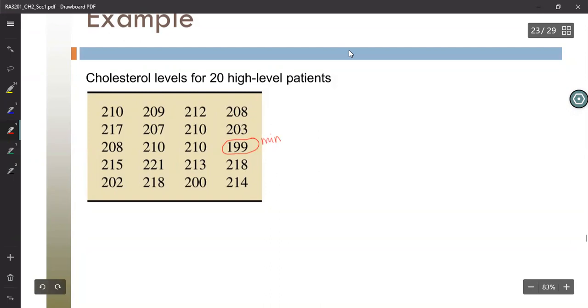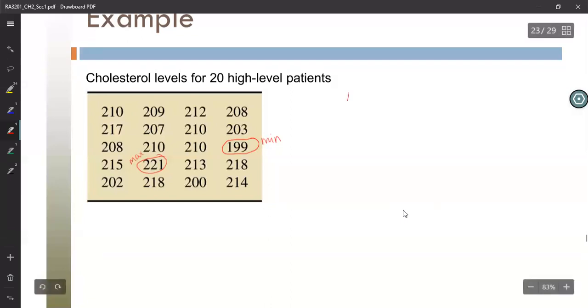What is the maximum? 221. Yes, thank you. I got several answers. Thank you for those who answered me. So this is the min and the max. So what is the range? 199 to 221.